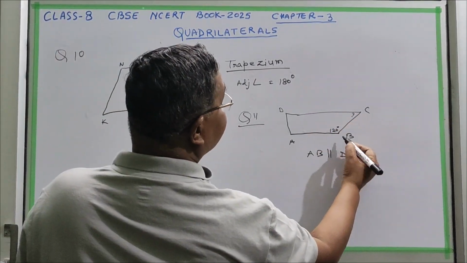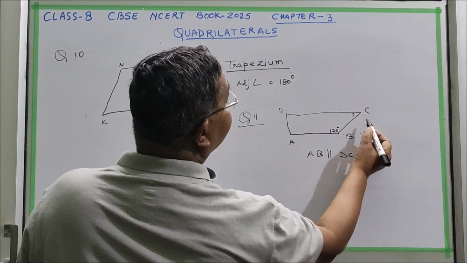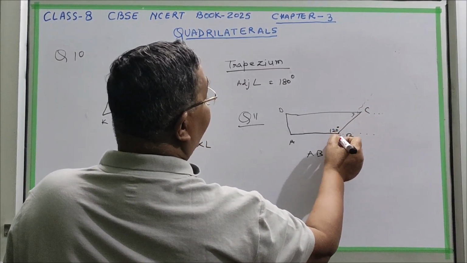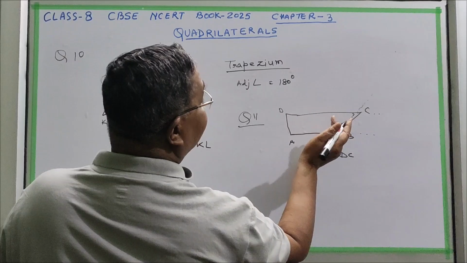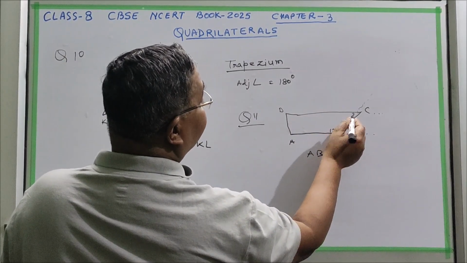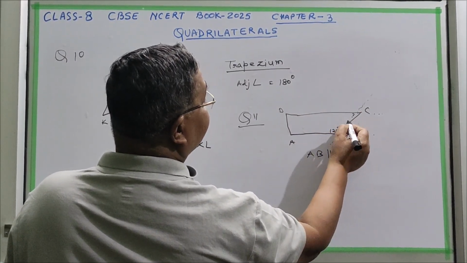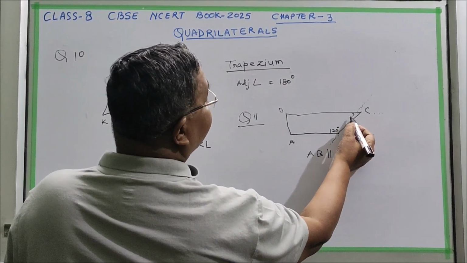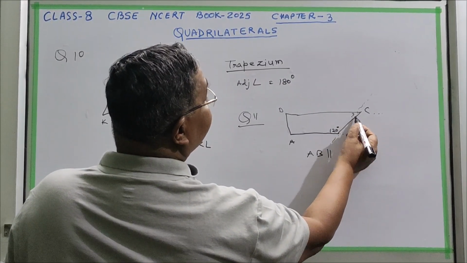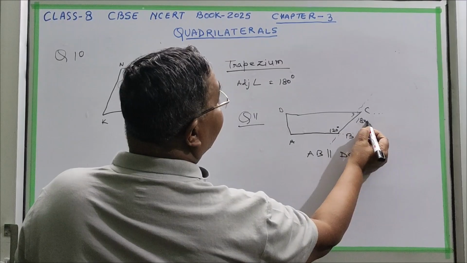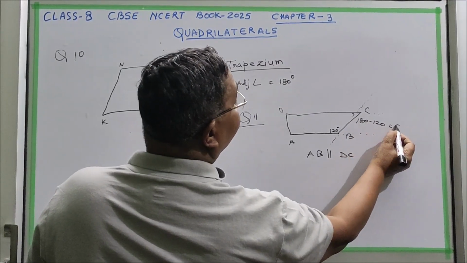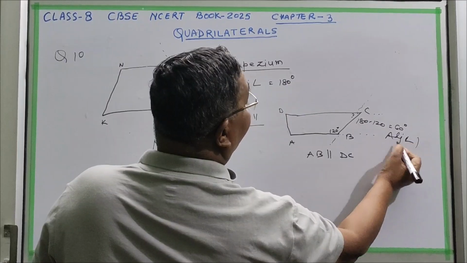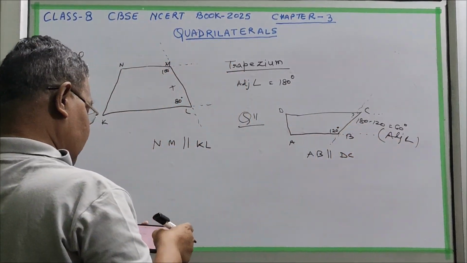So if this is the parallel line, it goes like this, and it is a transverse line. So all angles on one side of the transverse line, the adjacent angles, should be equal to 180 degrees. So here the adjacent angle will be 60: 180 minus 120 is equal to 60 degrees, based on adjacent angles.